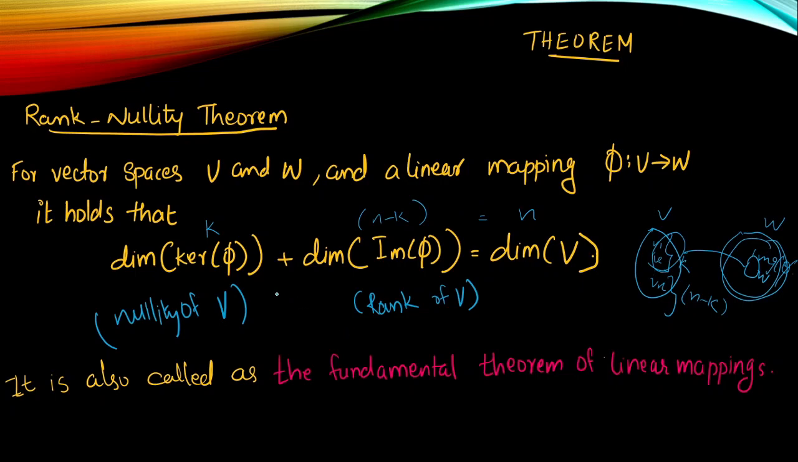So that is the rank and nullity theorem. That is the nullity of V, that means how many basis vectors have been mapped to the neutral element of W, plus the number of basis vectors that can be mapped to vectors other than the neutral element in W. So that is n minus k, or we call it the rank of V. When we add these two, we will definitely get the dimension of V itself. So it is also called the fundamental theorem of linear mapping. So that is the rank and nullity theorem.